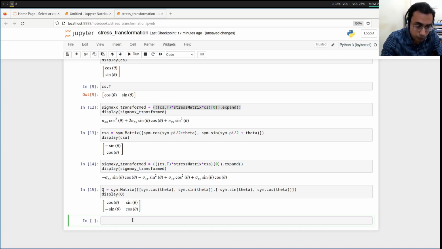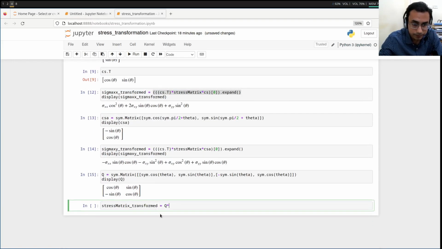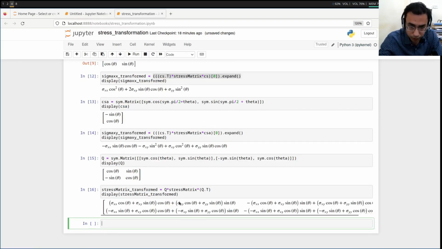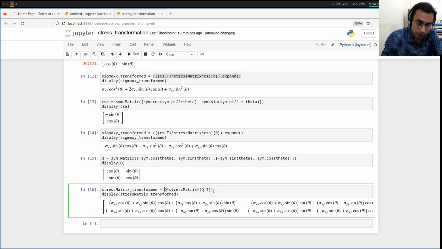Now, the way we can proceed with the stress transformation in one shot, in one line, is to do simply this. So stress matrix transformed will be equal to Q times the stress matrix which we had defined earlier, times Q transpose. So if we display this thing, we're going to get all these terms in one shot. So the first row first column is the sigma xx, the first row second column is the sigma xy, and the second row second column is the sigma yy, which by the way we had not derived earlier. We can make this thing look a little bit prettier by trying to expand. Let's see if that works.